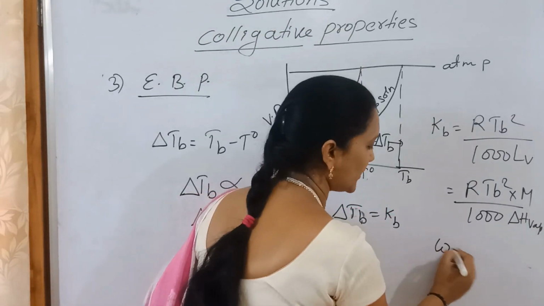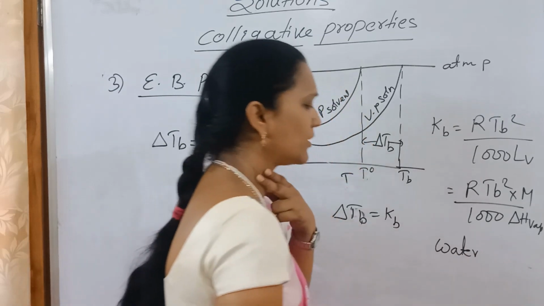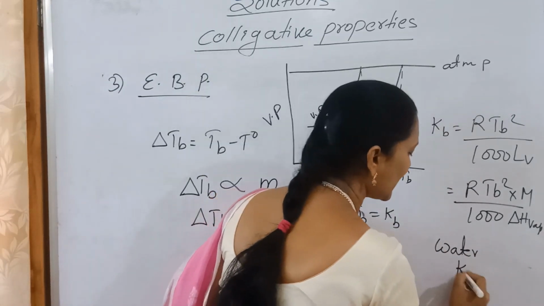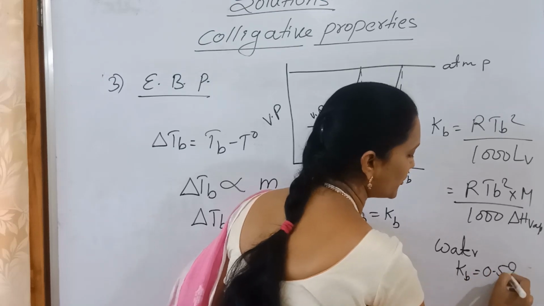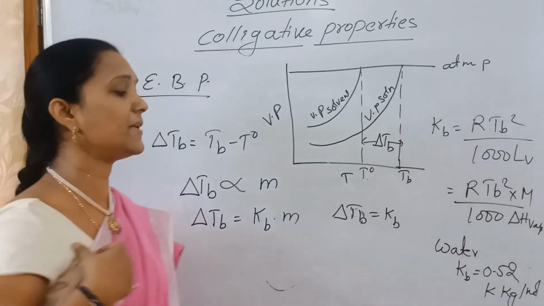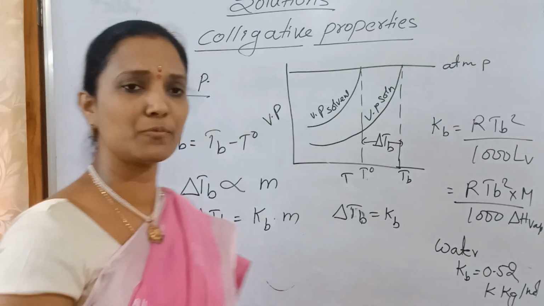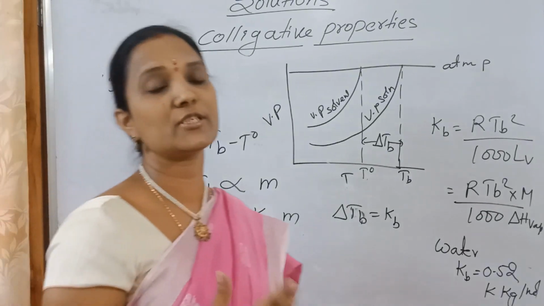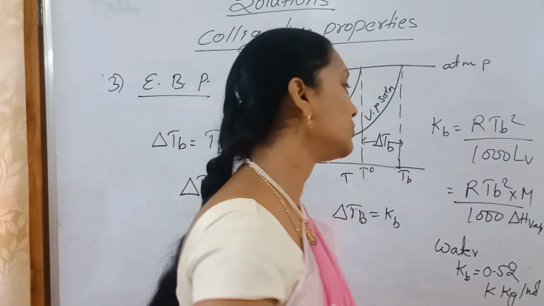If the given solvent is water, they will mention it anyhow in problems. Water is the common solvent. So the water Kb value is 0.52 Kelvin kg per mole. So what are the units of this Kb? Kelvin kg per mole, and the water Kb value is 0.52. So this Kb value changes from solvent to solvent. This value is only for water.